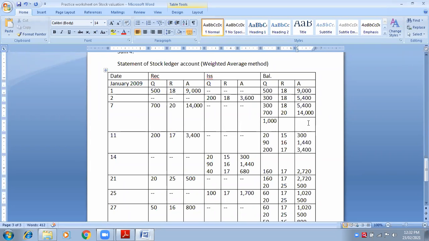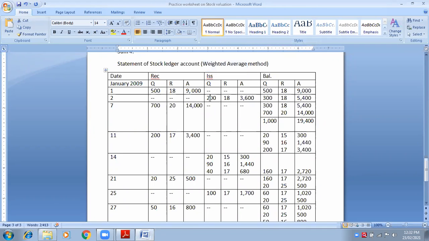5,400 plus 14,000 is 19,400. Very good. Now what will happen? You will get a rate which will be known as the weighted average rate. Now we need to calculate the rate. R means rate. Whenever I want to issue, I will issue with the help of this particular weighted average rate.